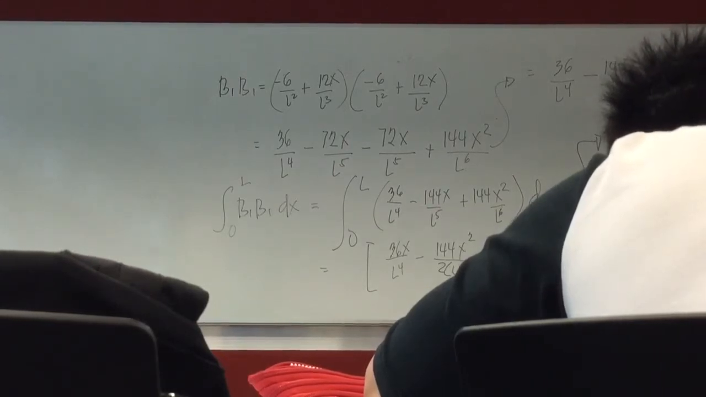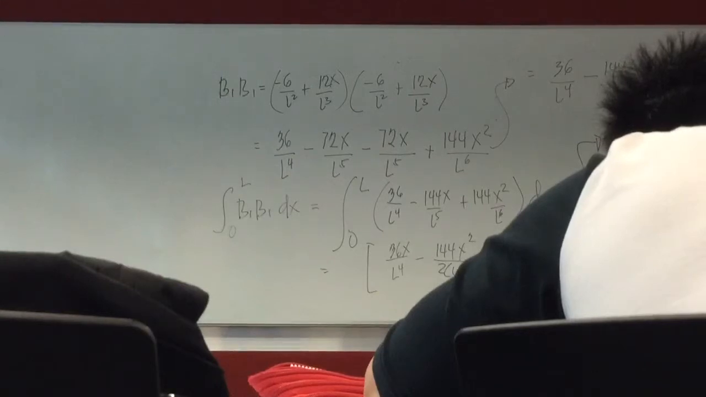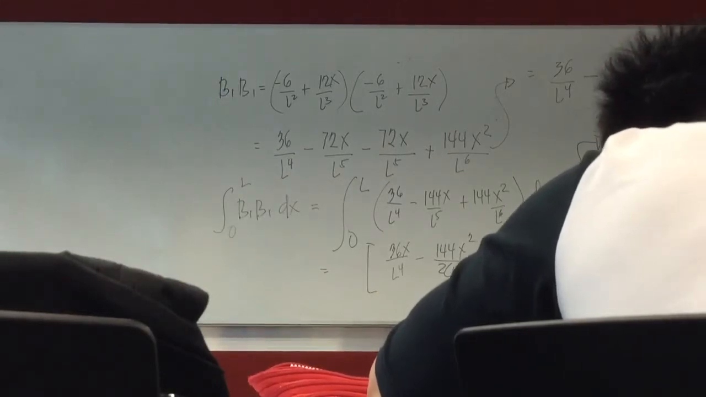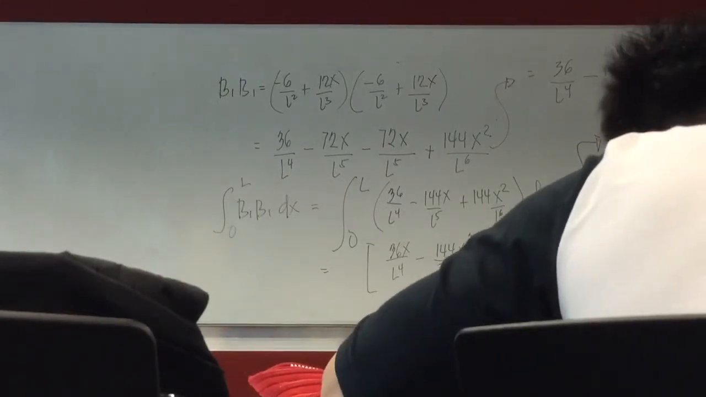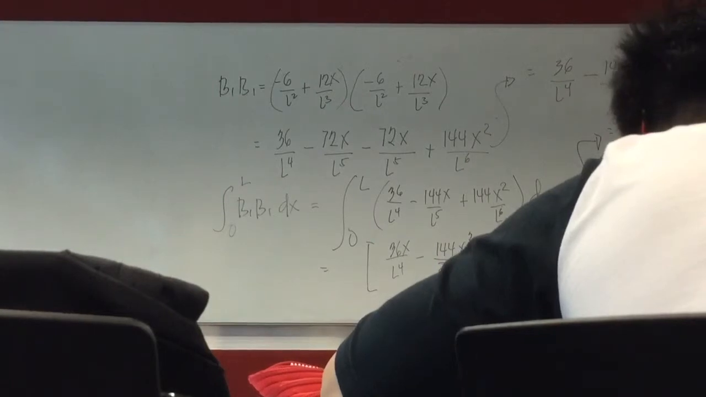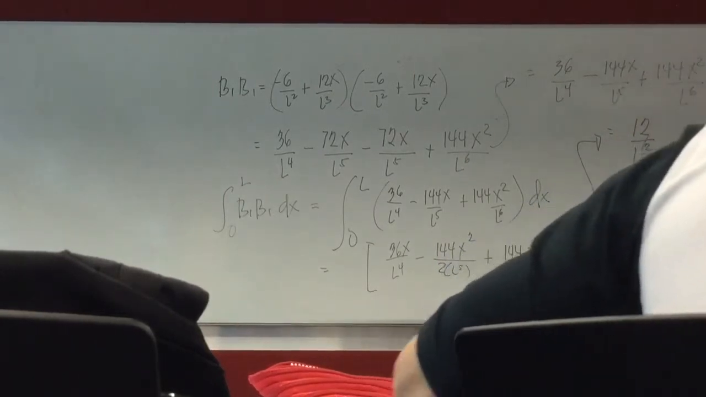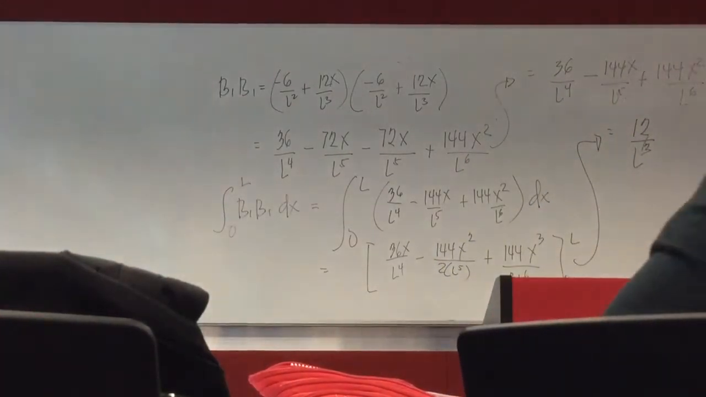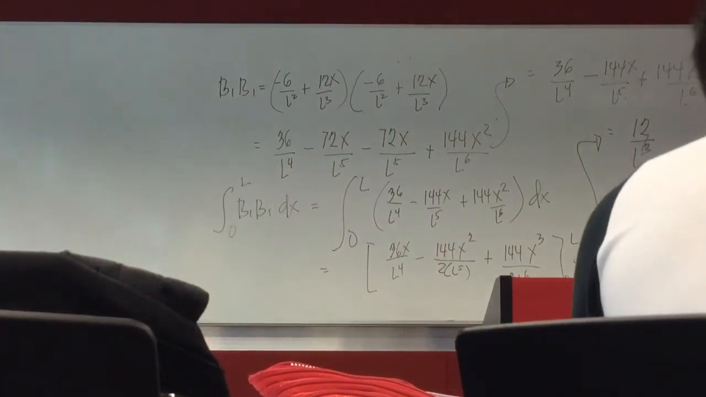So we need 3 more. Come on, 3 more. 12 over L cube. 12 all over L cube. Okay. Who says no? DC. Where's DC? Okay.